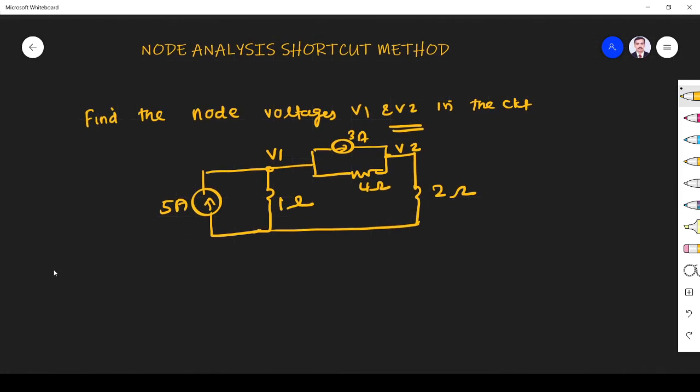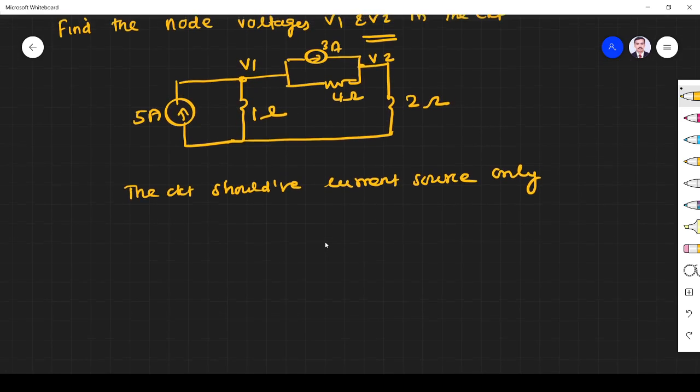Whenever you want to use the shortcut method, writing the node matrix by the inspection method, we should have only current sources in the circuit. If you have a voltage source, you have to convert it into a current source. Otherwise, this method cannot be used. So the condition that applies is that the circuit should have current sources only. Now we see how we are going to do that.